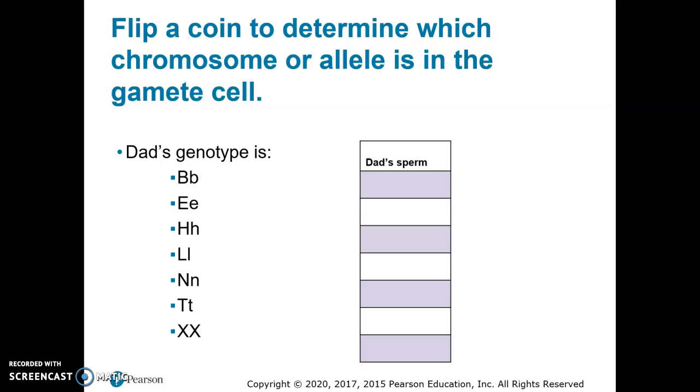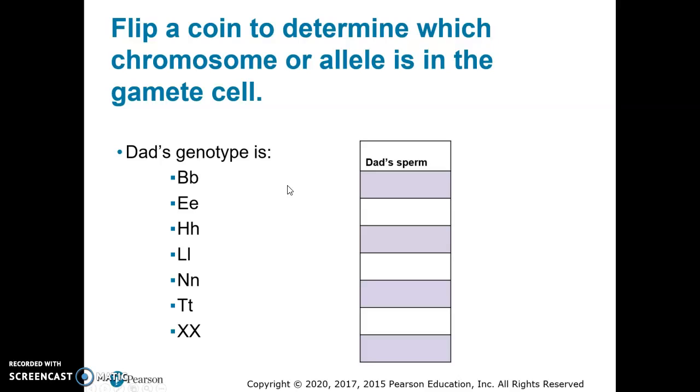Then do the same thing again for dad, because now you need to make a sperm cell. If we were in class together, you would only be responsible for one of these gametes, and I would have paired you up with someone in the class who would have been your partner and made the other gamete. But now you've got to do it all by yourself. So, flip the coin again and figure out dad's.